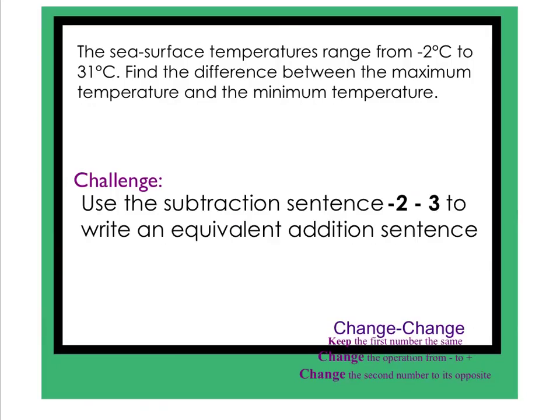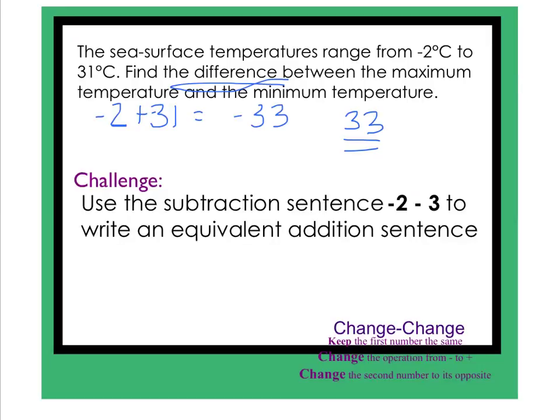Here's a couple of challenges. The sea surface temperature ranges from -2 degrees Celsius to 31 degrees. Find the difference between the maximum temperature and the minimum temperature. So this is just saying subtract these two numbers. -2 take away 31. See how big the distance is there. So I'm just going to change, and I get -33. Really, if I'm finding the difference between them, I can say 33 as well, because I'm saying how much space is between them. So I would actually say using the absolute value there makes more sense.